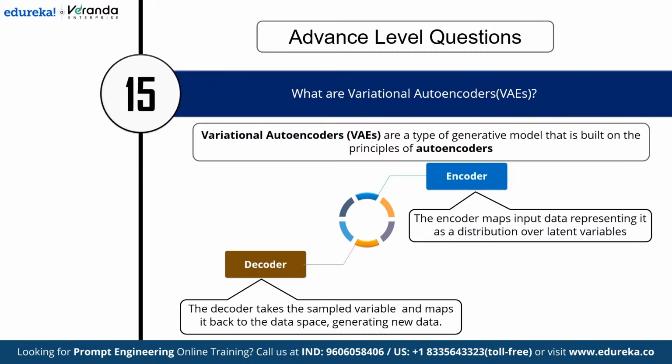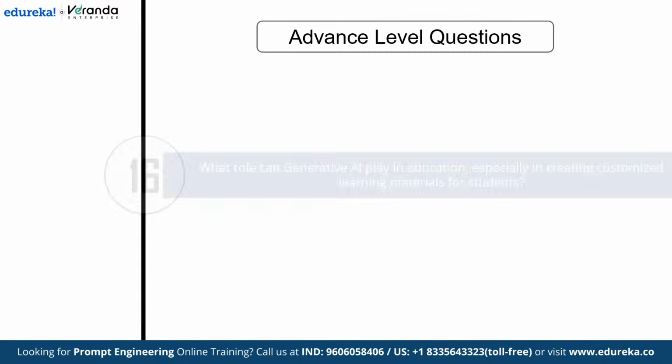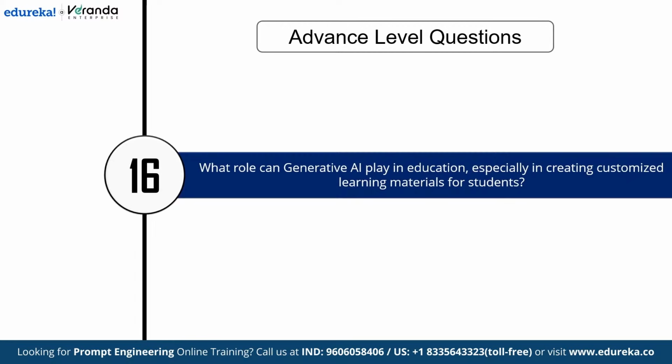Next, we have the decoder. The purpose is that the decoder takes the sampled latent variables and maps them back to the data space, reconstructing the original input data or generating new data. Output. The decoder produces a reconstruction of the original input or a new data point that lies within the learned distribution. Next, what role can generative AI play in education, especially in creating customized learning materials for students?